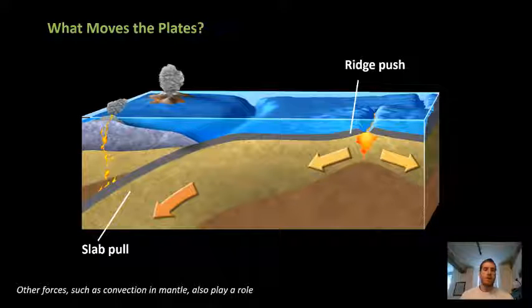There's just a quick note there that says other forces such as convection in the mantle also play a role. This just refers to the fact that there may be varying degrees of heat flow at divergent boundaries and other places like that, which may affect the speed of plates as well.